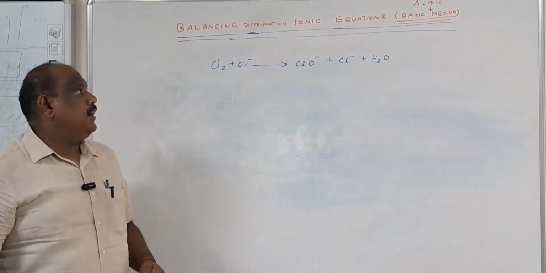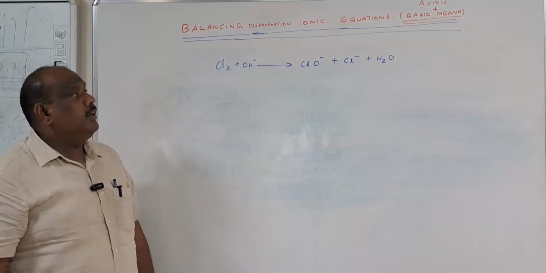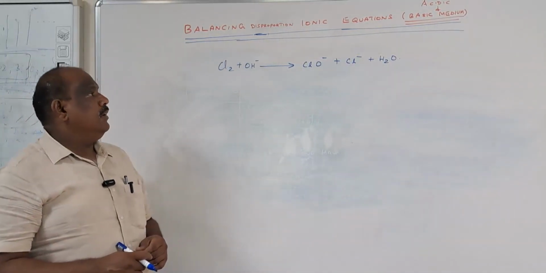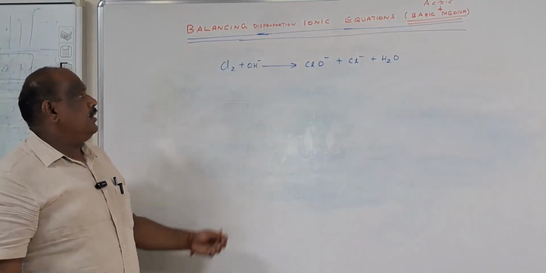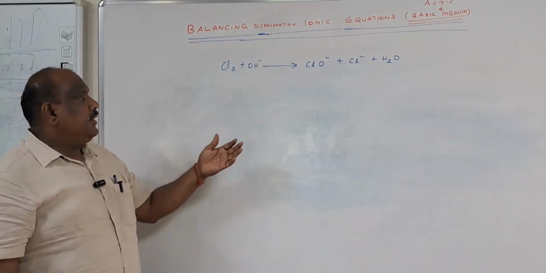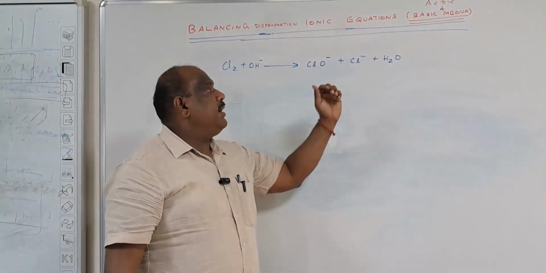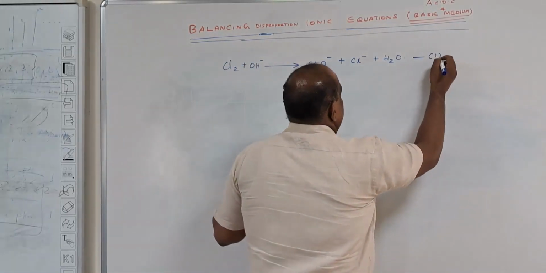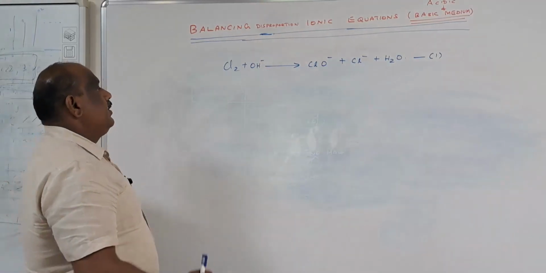And dear students, today let us try to balance a disproportionation ionic equation in both acidic as well as in the basic medium. For that, let us take this example of this equation. Chlorine plus hydroxyl ion gives chlorate ion ClO⁻ plus chloride ion Cl⁻ plus H2O. This is the equation. I will try to explain what is meant by disproportionation reaction.